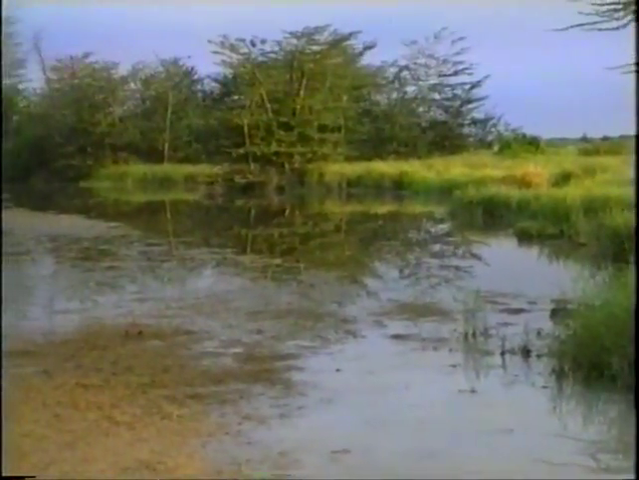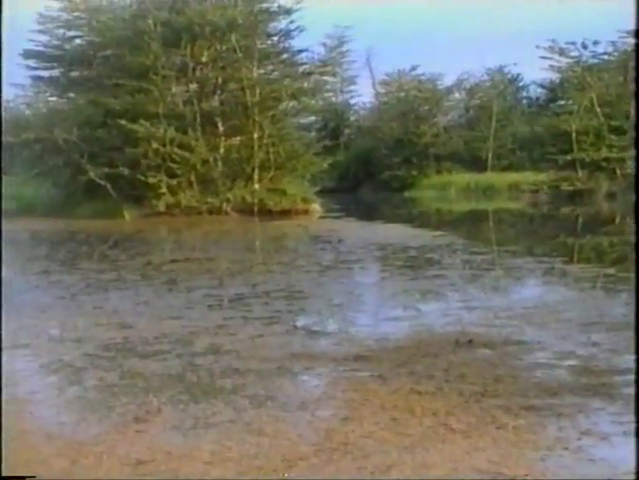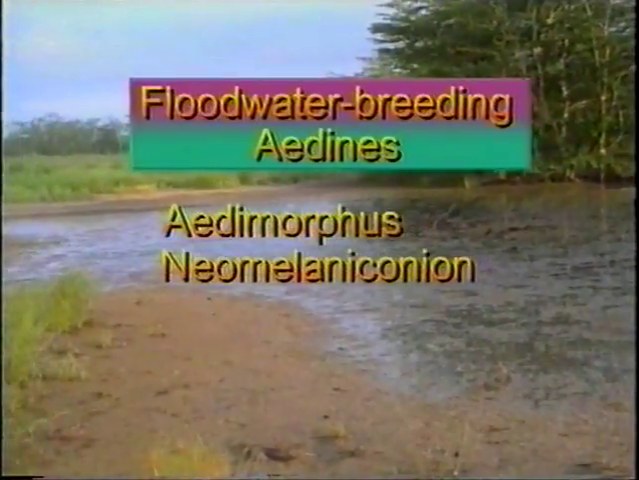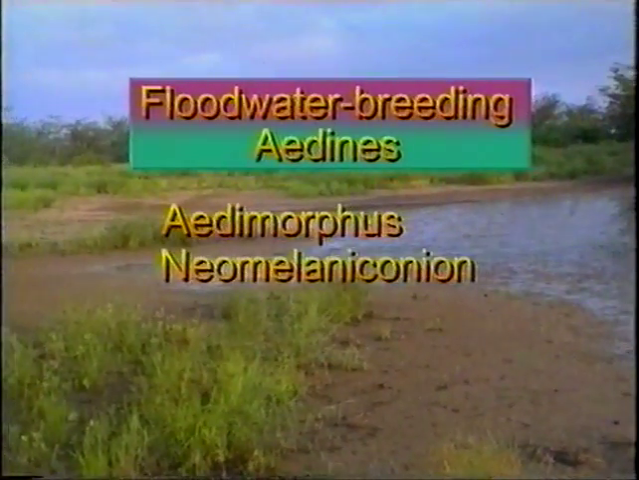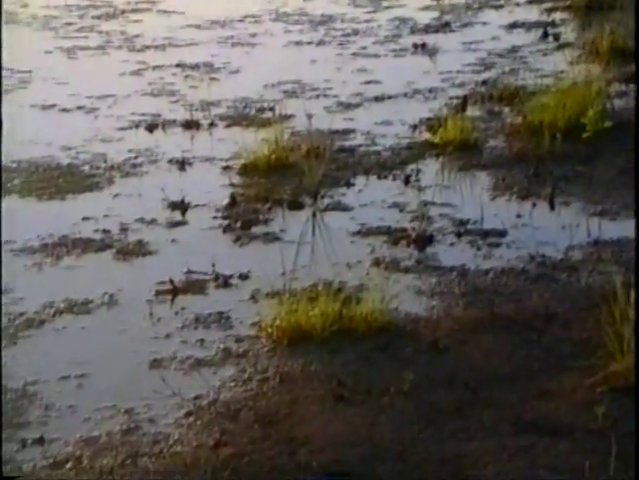Pans, dambos, and flats retain water for months or even years, and constitute an ideal environment for the breeding of mosquitoes, particularly floodwater breeding Aedines of the subgenera Aedimorphus and Neomelaniconion, which attach their eggs to vegetation such as grasses, sedges, and rushes at the water's edge.